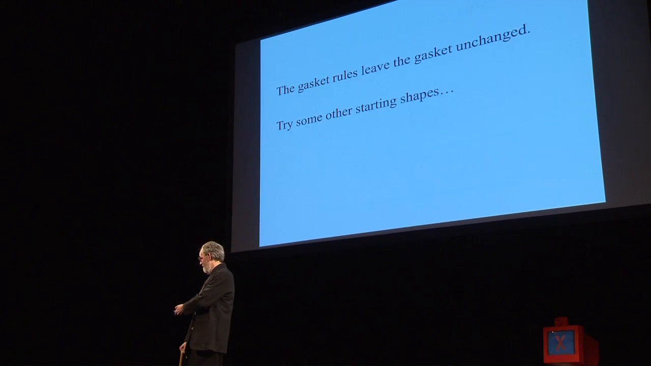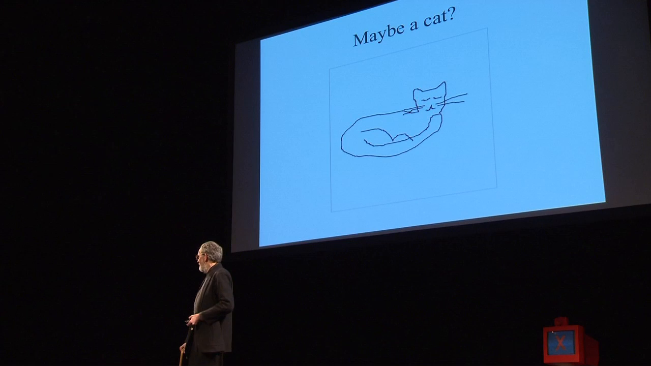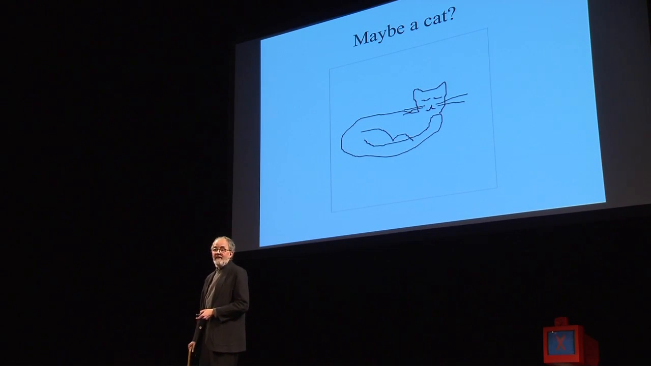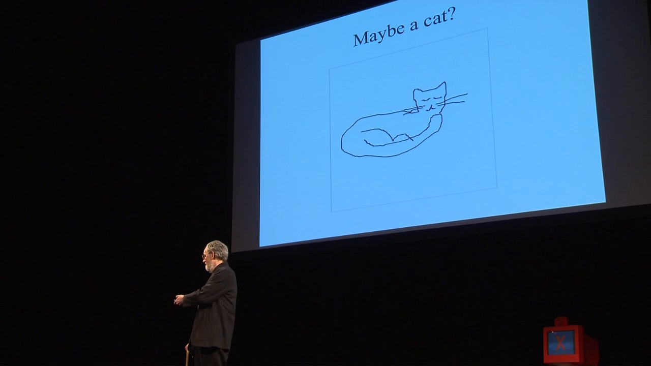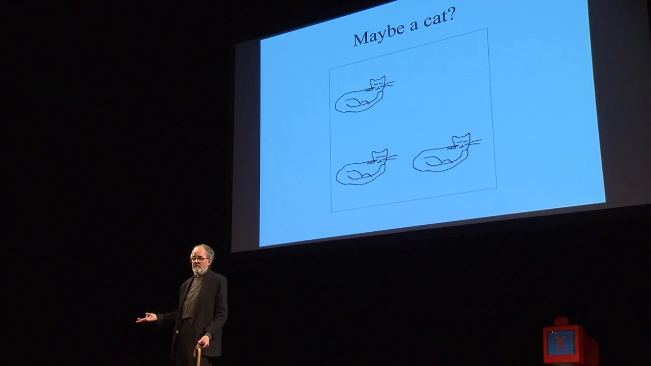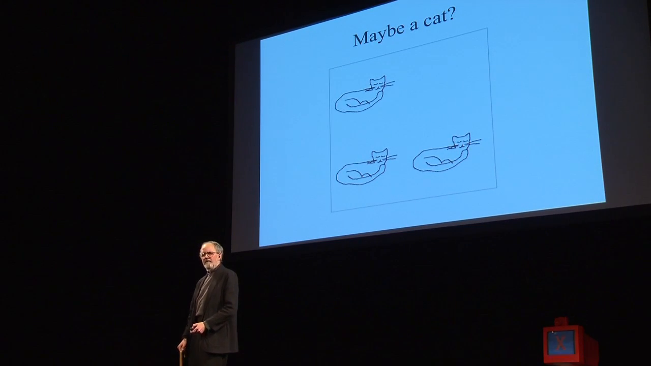For example, this is a sketch of one of my cats. I'm going to apply the gasket rules to the cat. Shrink and move over, shrink and move up. We get three little cats instead of one big cat. Of course, it's not the same picture. But suppose we do it again.